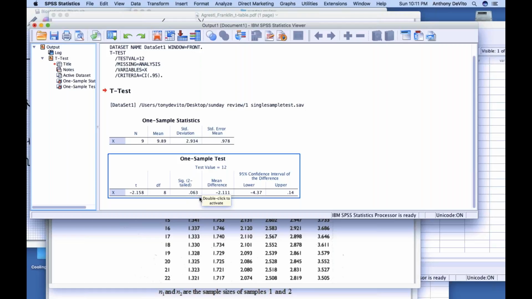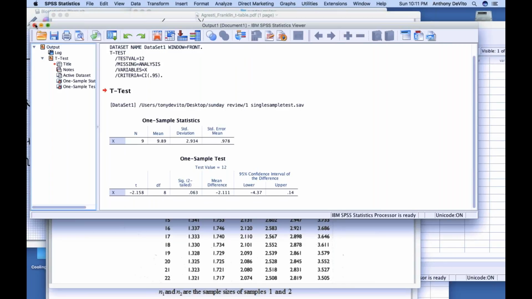So we would fail to reject the null hypothesis because our p-value or significance is bigger than 5%, and our t-score is less than our t critical. Both of those are reasons not to reject our null hypothesis.